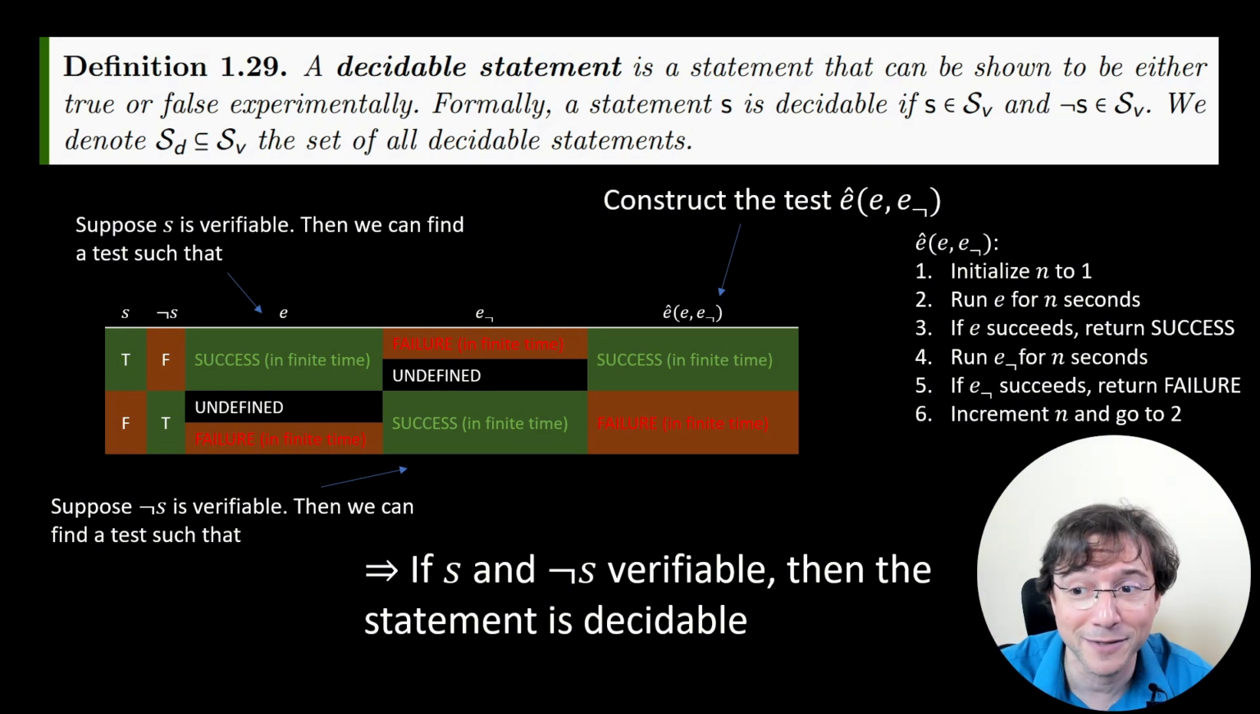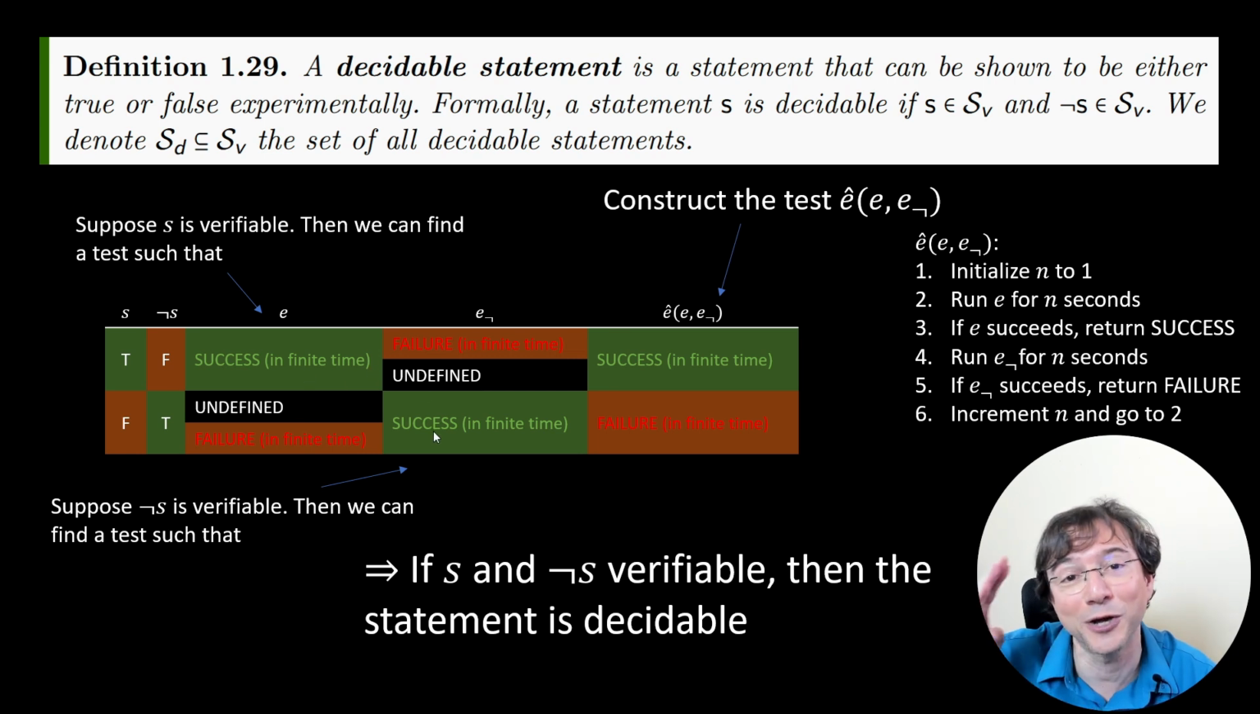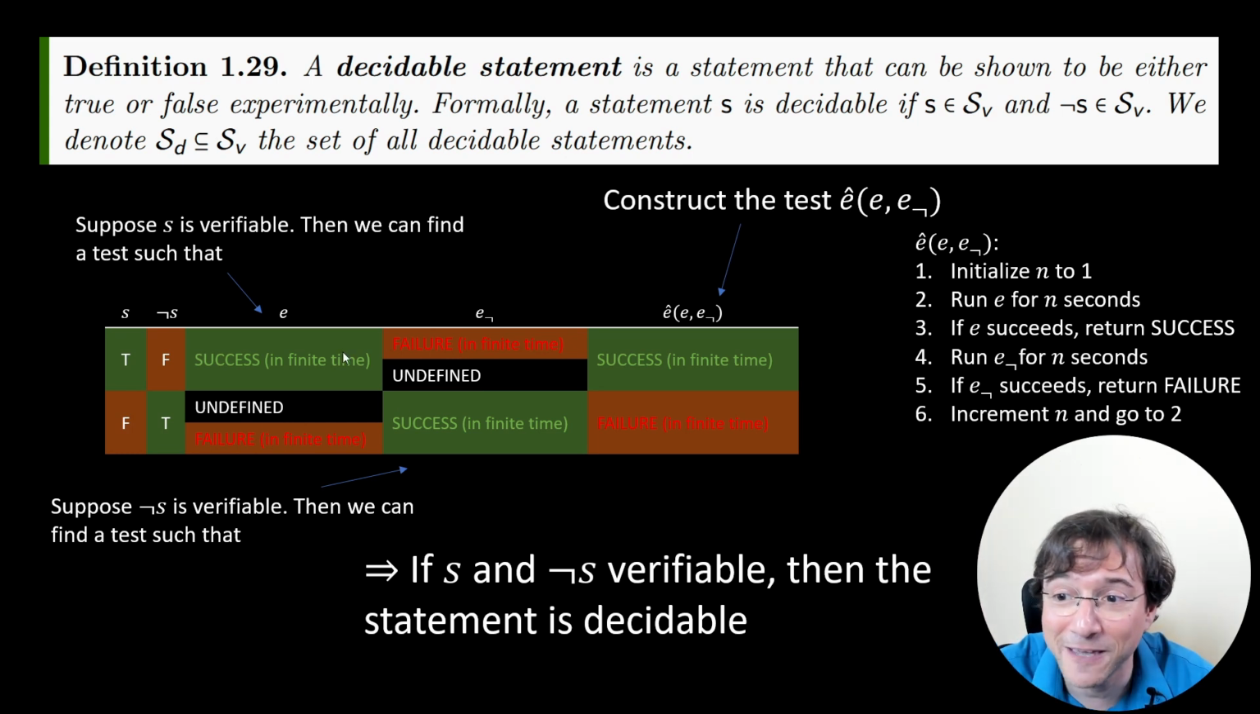Since you're guaranteed success in finite time, at some point you're going to hit the appropriate amount of time to make one of them end, and you're going to be able to quit. Because either this statement is true, and then this test is going to succeed in some arbitrary time, but still finite, or this other test is going to end in some time. So one of the two tests is going to end, and so this test at some point will end.